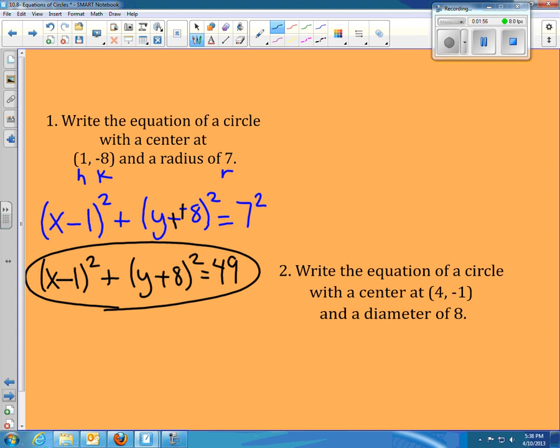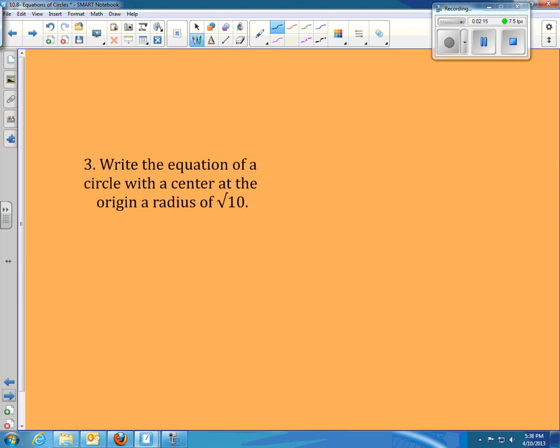If we look at number 2, it says write the equation of a circle with a center at (4, -1), so we have h and k, with a diameter of 8. Remember, we are using the radius for the problem. So if our diameter is 8, our radius is 4. You can go ahead and plug that in on your own. It's not too difficult.